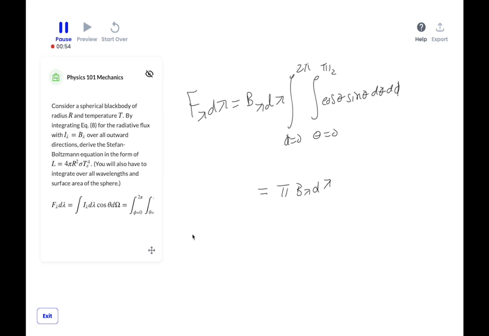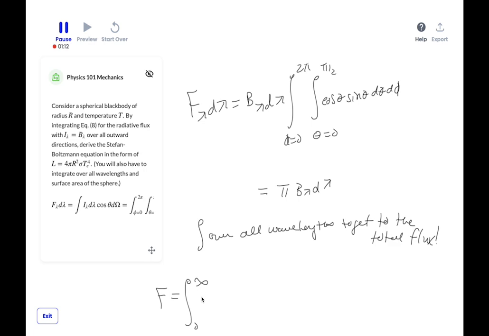Now what we want to do is integrate over all wavelengths to get the total flux. So when we do that, I'm going to say that F equals the integral from 0 to infinity of F of lambda d lambda. And that must equal pi times the integral from 0 to infinity of B lambda d lambda. And that just equals pi times sigma T to the fourth over pi, or sigma T to the fourth.